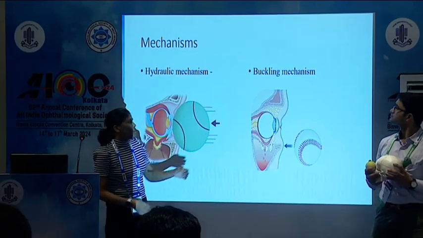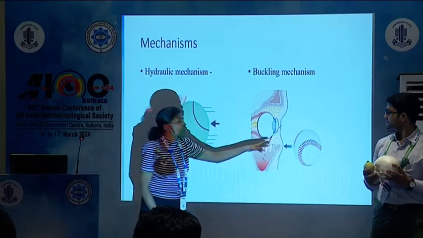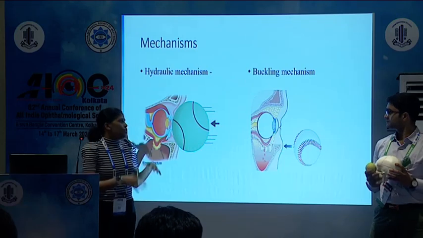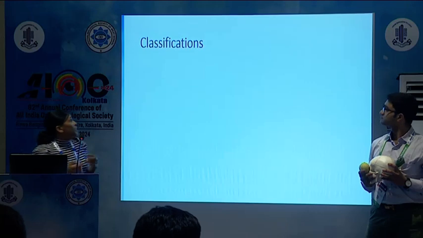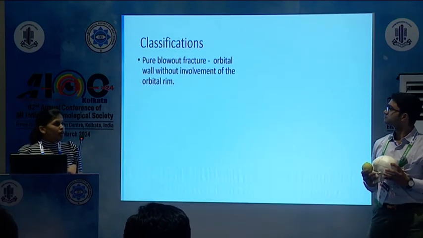In the buckling mechanism, the object hits the orbital rim, and due to the transfer of force there is buckling of the floor, so there is a fracture of the floor. Next, there is the classification. There are pure blowout fractures and impure blowout fractures.